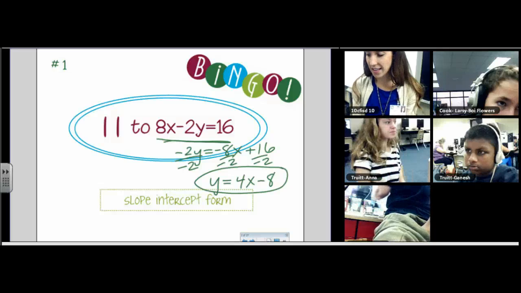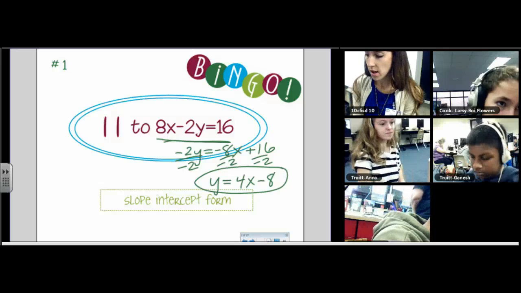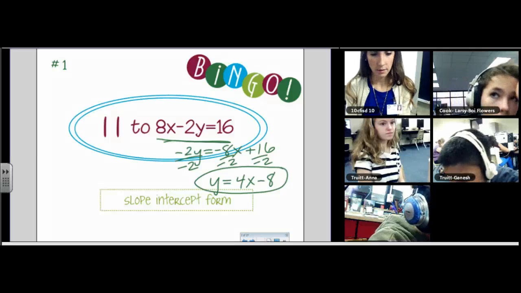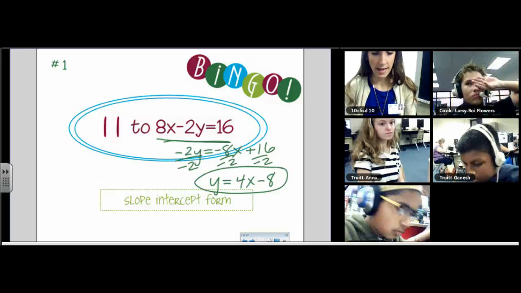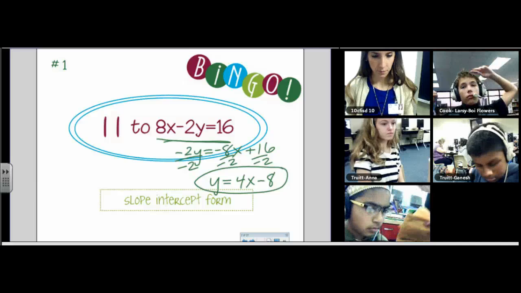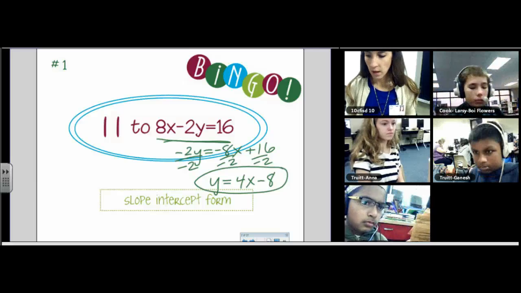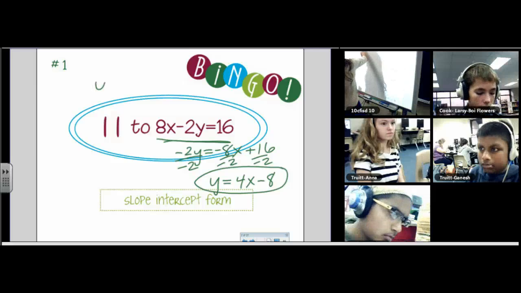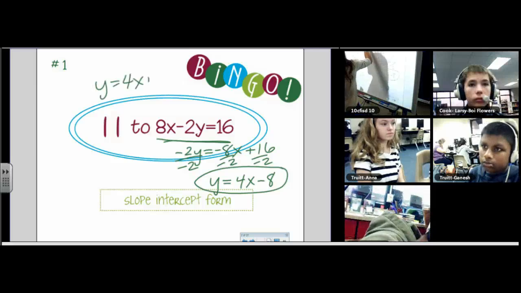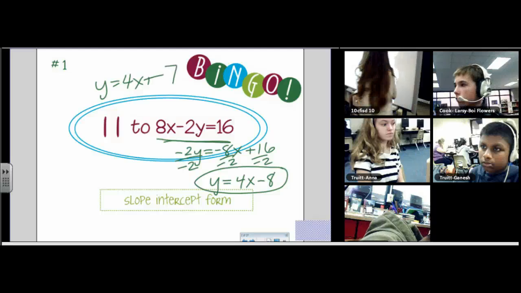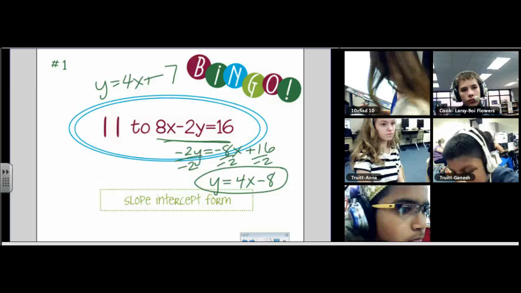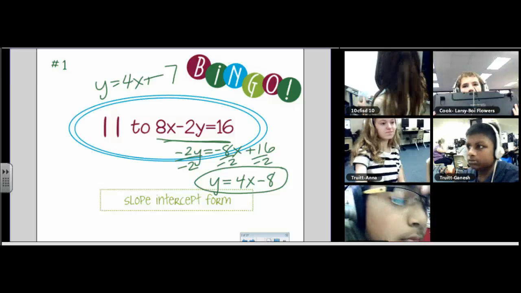So everyone's finding a line on their bingo card that has a slope of 4. And it should be in slope-intercept form. Did you find the one that has a slope of 4? So the one you're crossing off on your bingo card, y equals 4x plus 7. Sorry, that was a weird plus sign. I got a little excited. All right. So next one.